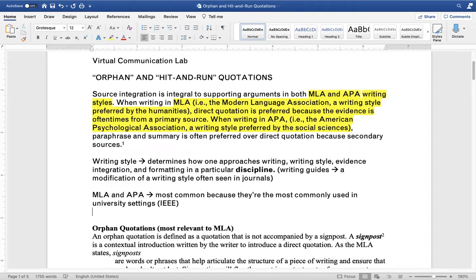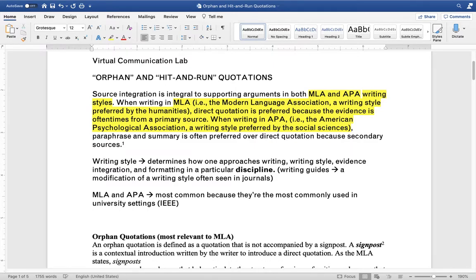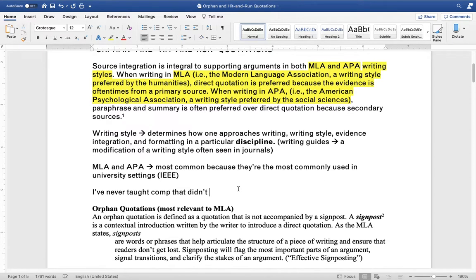The reason I said Embry-Riddle makes it a little bit more difficult is because before I came to Embry-Riddle, I was at, like I said, a public university for a long time, and I've taught composition classes along with literature for many, many years. And I've never taught comp that didn't use MLA.